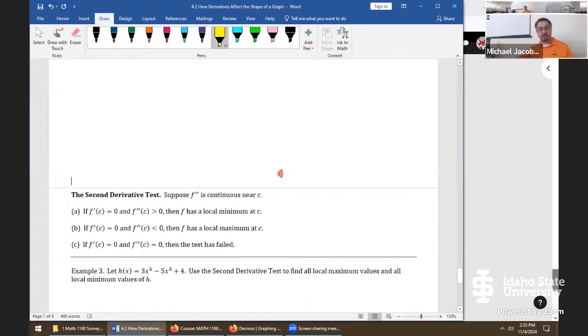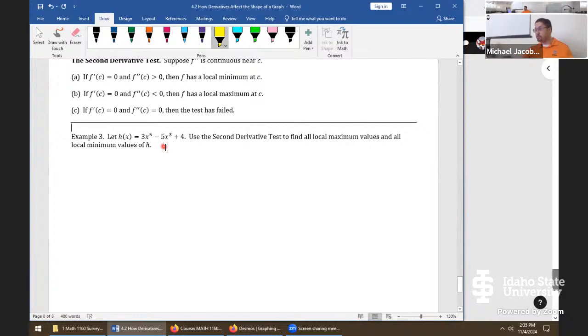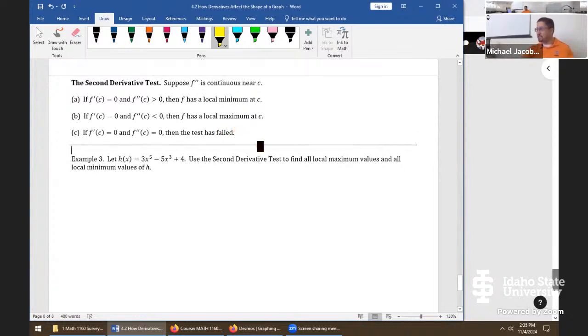So here's the second derivative test again. And for our example of a function, we'll use this one right here, h of x. Let's say a little bit more on part C, because that's going to happen on this problem. When it says failed, this means the test is inconclusive. And that just means no information can be gained. So let's try this out.